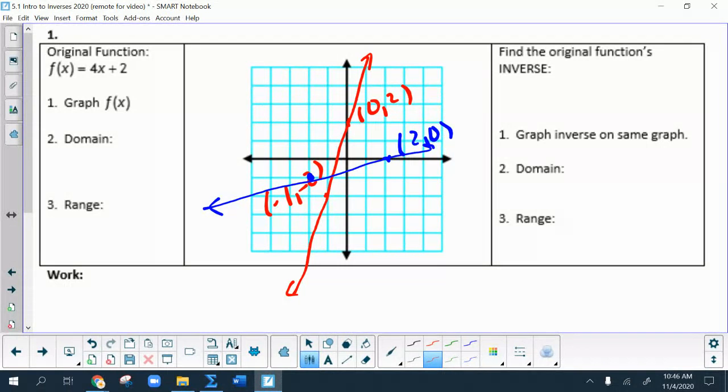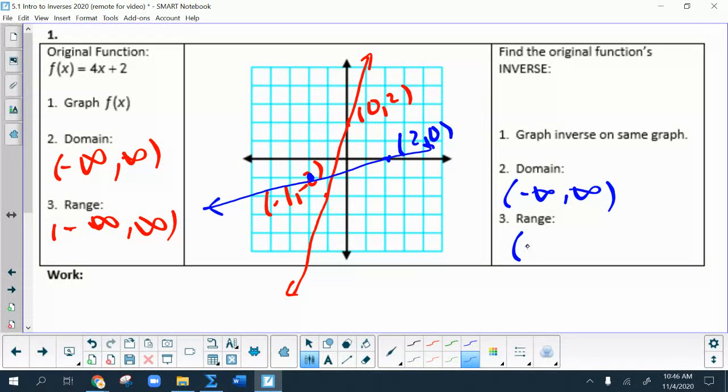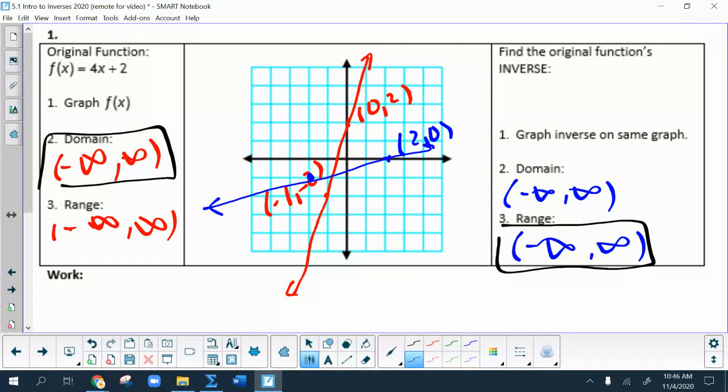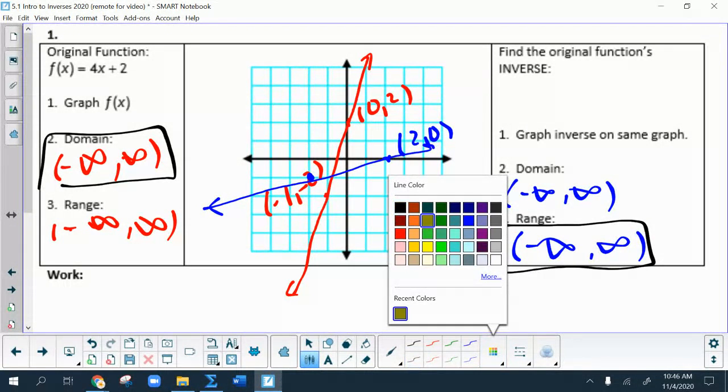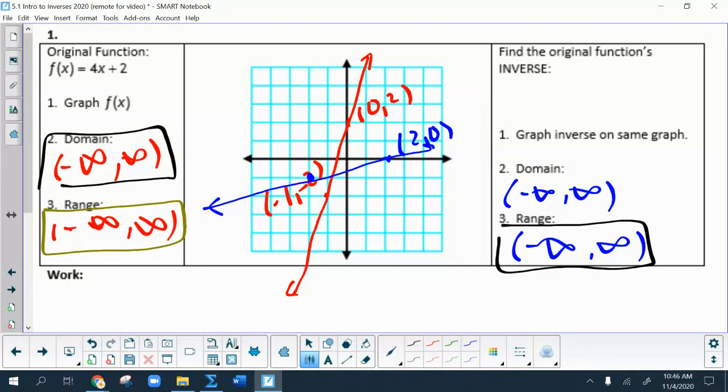The domain of the original function is all reals because it's a line, and the same thing with the range. And the new function is a line, so therefore its domain is also -infinity to infinity, and so is its range. But something important to understand is that the domain of the original function should match the range of the inverse. And then the same thing for the range. So the range of the original should match the domain of the inverse. It just happens to be that they're both all reals here.